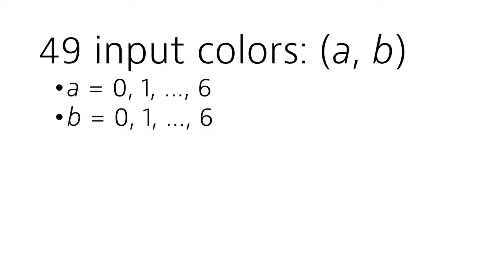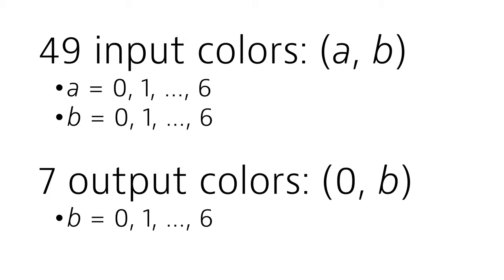Our input colors are pairs A, B, where both A and B are numbers between 0 and 6. So we can handle 7 times 7 possible input colors. And our output colors are pairs of the form 0, B. So there are only 7 possible output colors when we are done. Color reduction from 49 to 7.